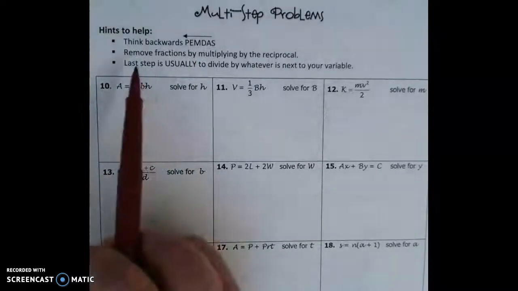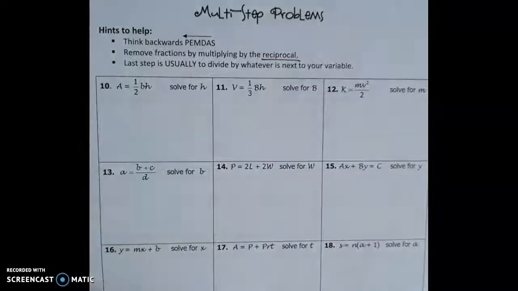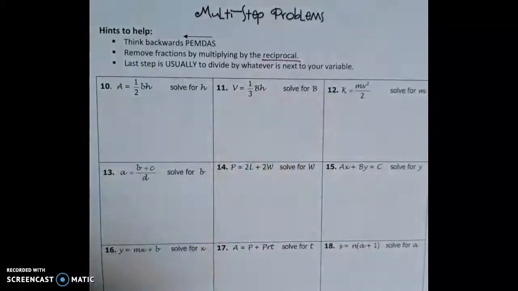parentheses. When we have fractions that we're trying to get rid of, we want to multiply by their reciprocal. The last step is usually to divide by whatever's in front of your variable. We're going to divide that off. So let's take a look at a couple of these. So number 10, that's our area for a triangle.